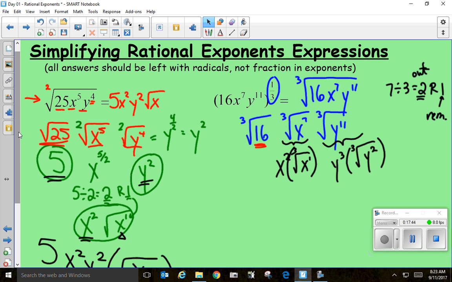Don't add that last 3. Don't multiply 3 times 3, which is 9, then add 3. It's 3 times 3 times another 3. Now look. We need to find the biggest perfect cube that goes into 16, and what is it? 8. Because the cube root of 8 is 2, because 2 times 2 times 2 is 8.